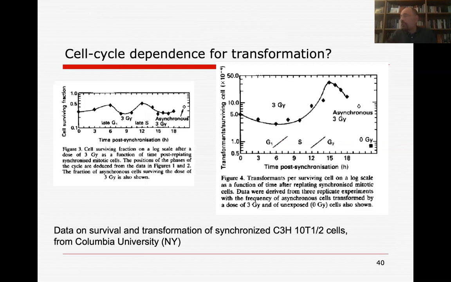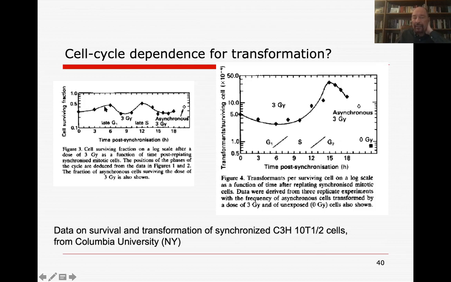What about transformation? So far we focused on cell killing. What about transformation? Well, this is again the cell surviving fraction. These are actually C3H 10T1/2 cells, an experiment at Columbia University in New York. These are murine fibroblasts, very convenient to look at cell transformation. If you look at the cell killing, this is the time post-synchronization, again with the shaking effect. This is the value for asynchronous cells at 3 gray, and this is with the shaking. You see again the usual problem.